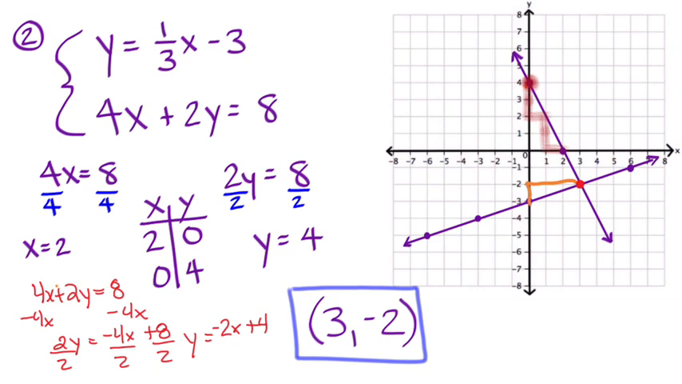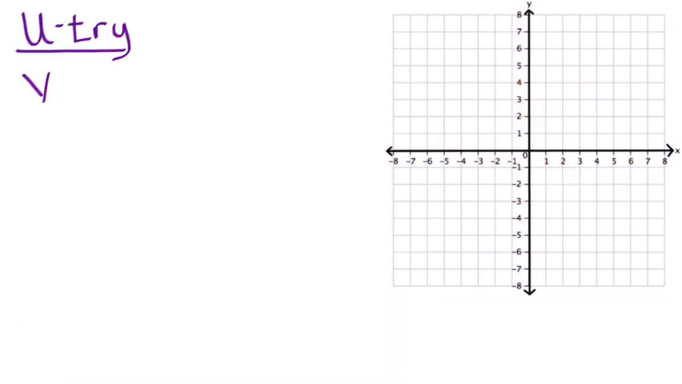Now again, I could have solved for y. If I chose to solve for y, then I would have had this equation, and I would have graphed it using my y-intercept of 4 and my slope of -2/1, and I still end up with the same shared solution of 3, -2. And of course, if I did the math and plugged them in, they would work. It's magic. So great. Go ahead and try this one.